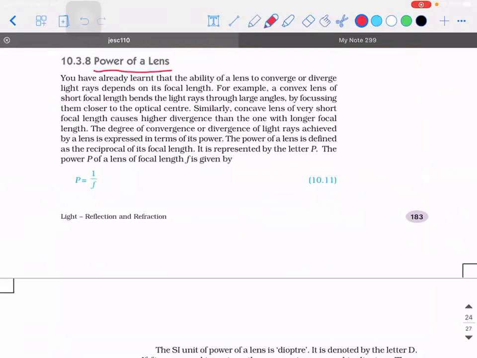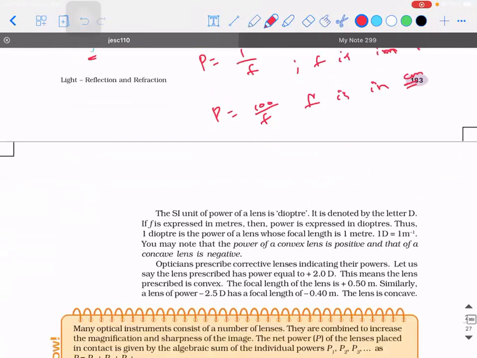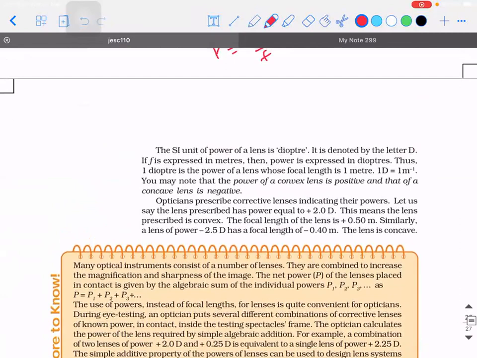Okay. The last concept that is left out in this chapter is power of lens. So what is power? It is the reciprocal of the focal length. Where the focal length is measured in what? So power is equal to 1 by F if F is in meter, or power is equal to 100 divided by F if F is in centimeter. So what is the unit of power? The unit of power is diopter, written in capital D, and 1 diopter is nothing but 1 meter inverse. Okay, so obviously power is equal to 1 by F.